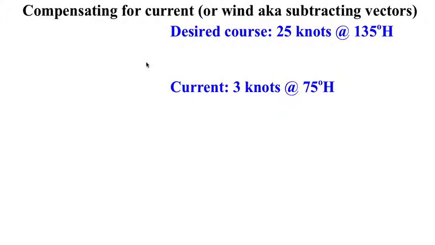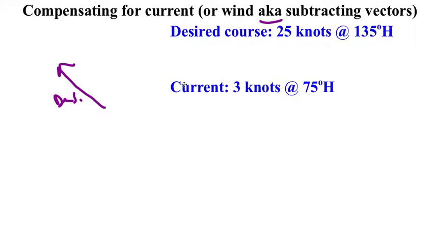Talk about compensating for a current or wind, and this is going to involve, you guessed it, subtracting vectors. So what happens is we have a desired course. We want to be going 25 knots at 135 degrees heading. So this is our desired course, D-E-S.